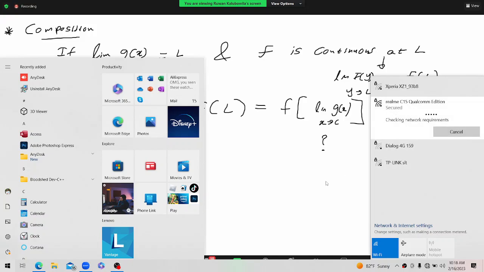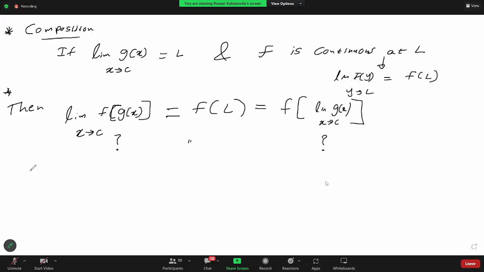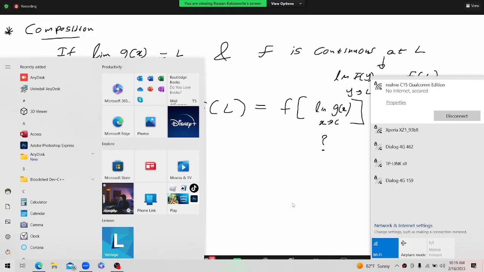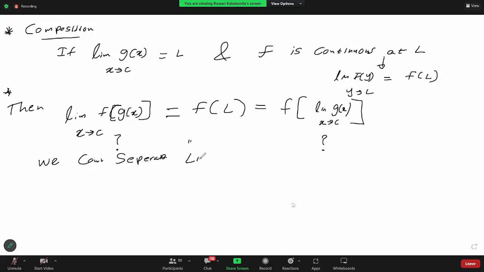For example, before we go to the example, write down this one also. This is the major one. That means the idea is that we can separate limits by composition. We can separate the limit. So the limit is there, we put the limit at the inside, so you can apply it directly.